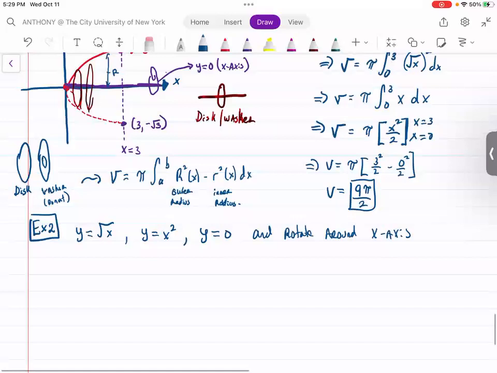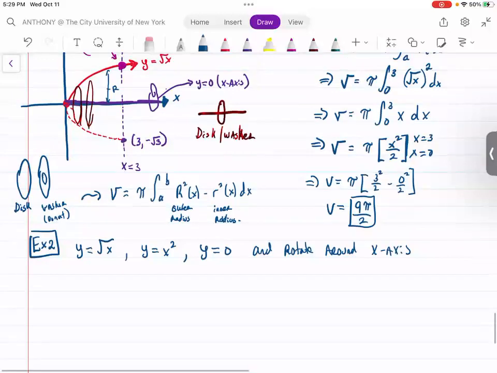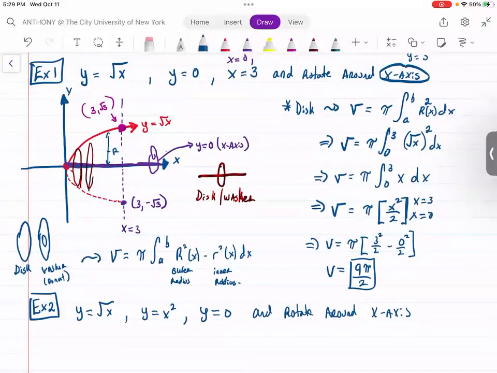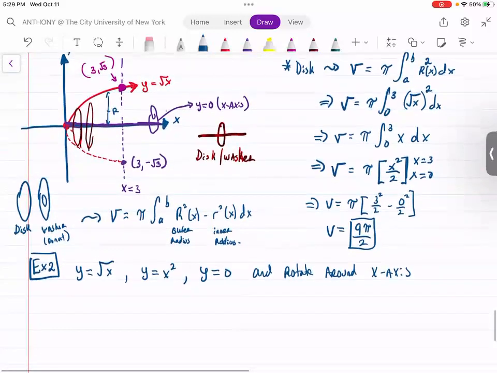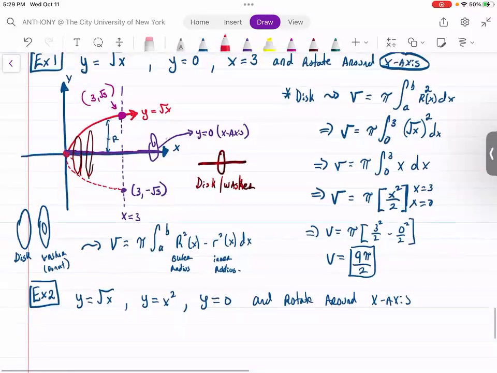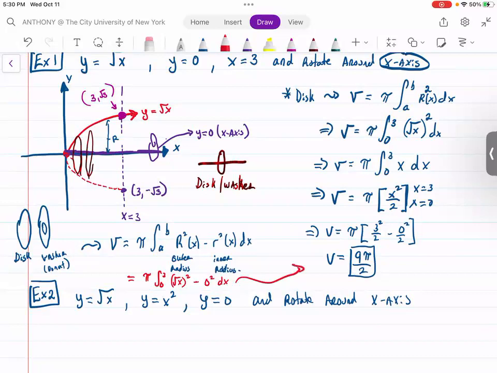But in this example, your inner radius is going to be 0. If the inner radius is 0, then what's 0 squared? 0. That's going to go away, and you're left with capital R, the outer radius squared, and the outer radius, I said, was defined as the square root of x. So you get the same thing. I was going to set up the equation, but I'm not going to evaluate it. It's going to be pi from 0 to 3 of the square root of x squared minus 0 squared dx, but that's still the same thing.